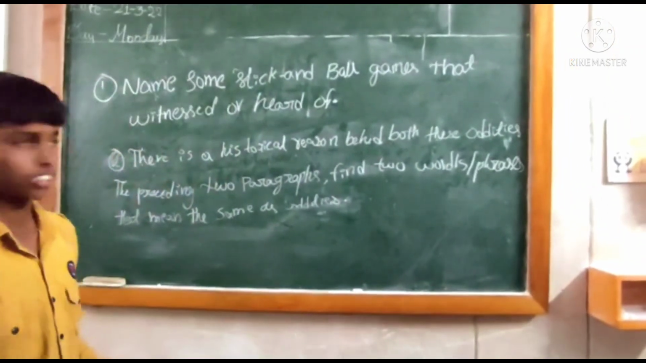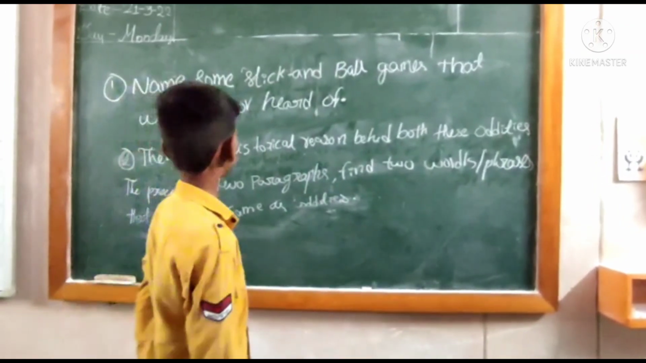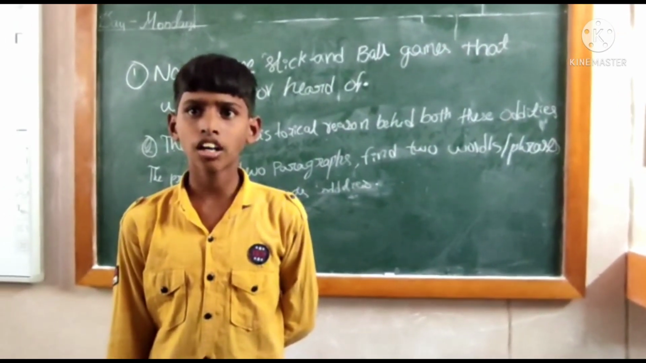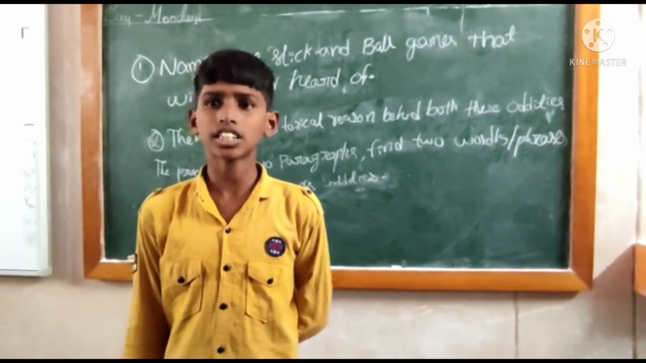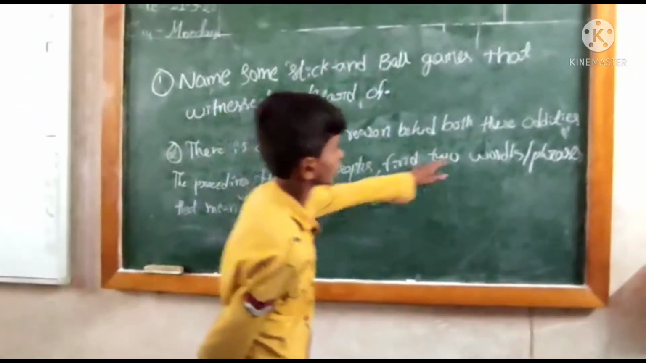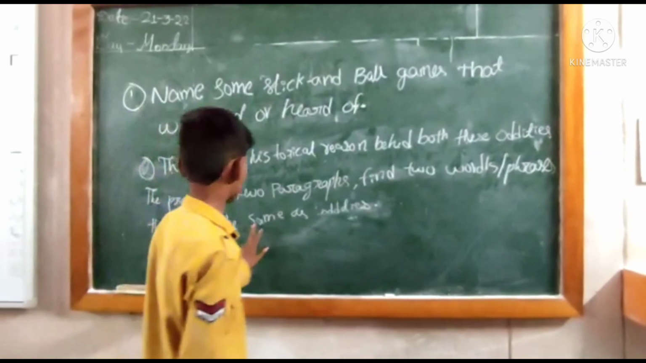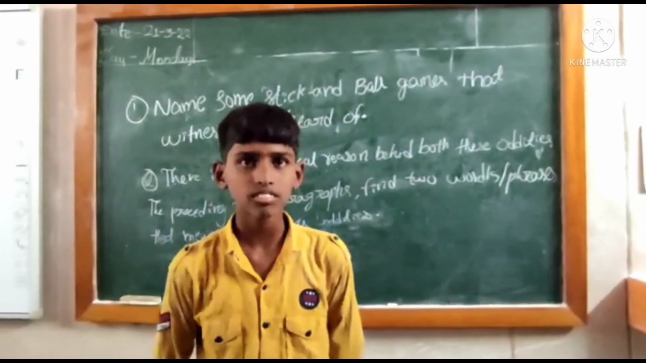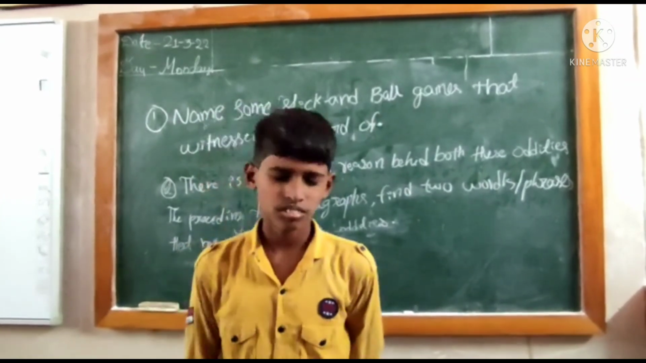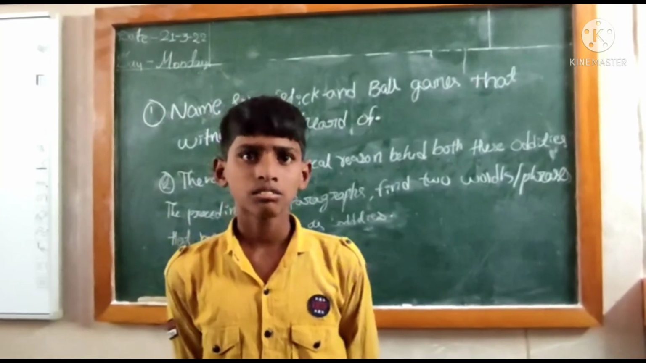Today I am saying about English questions. First one, name some stick and ball games that you know of. Answer: Some stick and ball games that I know of include hockey, volleyball, basketball, baseball, cricket and polo. Second one, find two words in the passage that mean the same as the given words. Answer: The two words in the passage that mean the same are given.